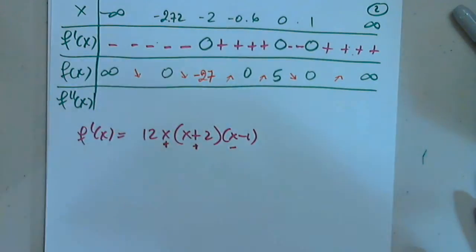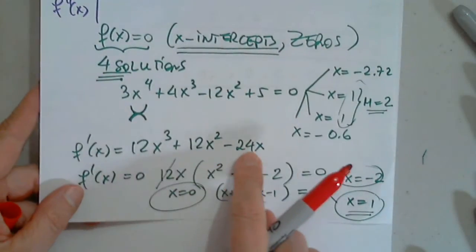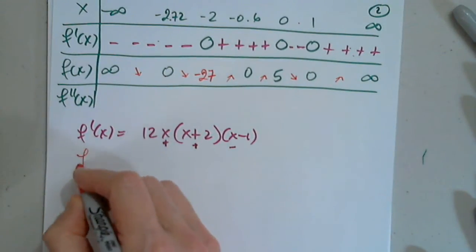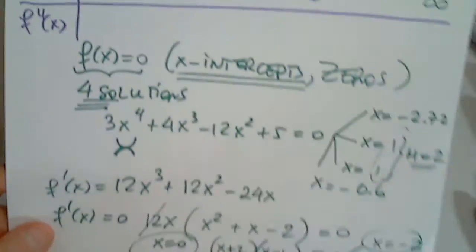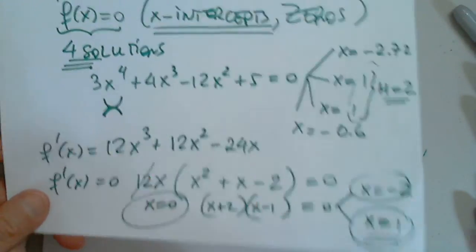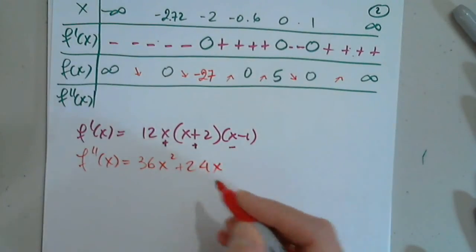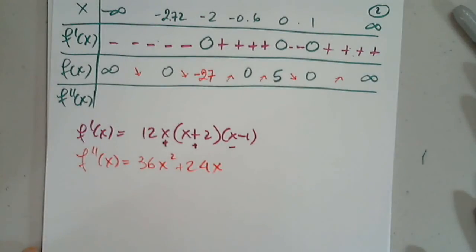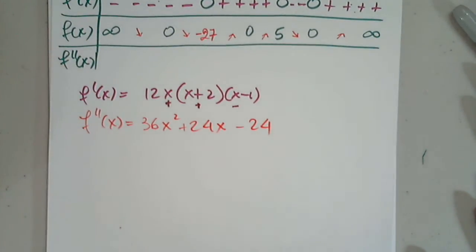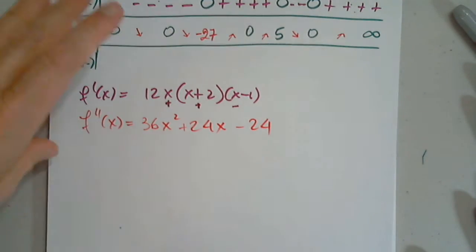Finally, I move on to the second derivative, but not with this, but with this. So I will differentiate and find the second derivative, which is 36x squared, and then plus 24x, and then minus 24. So now the second derivative may or may not give us points of inflection. It better give us something.